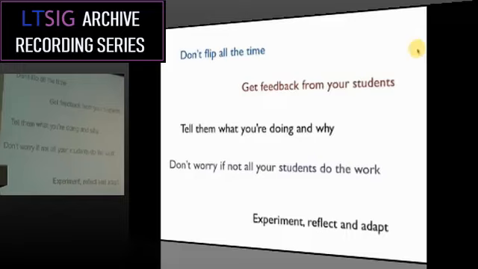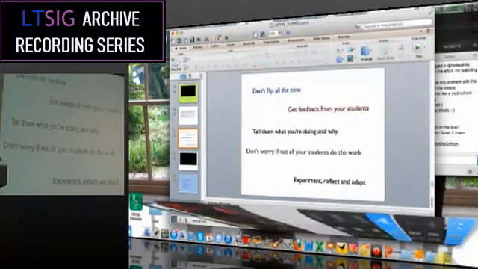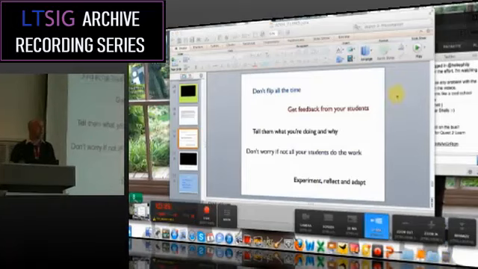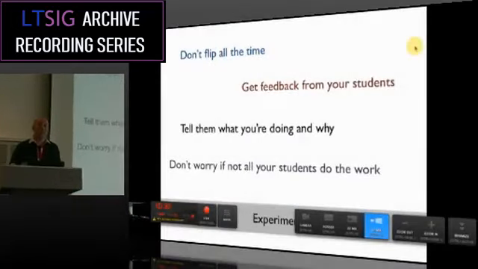Don't worry if not all your students do the work. What I showed you with Edmodo is you can see whether the students have done it or not. So when you come to plan the class, you can see, okay, 5 or 6 of them haven't done it, or half of them haven't, or a third of them. You then adjust your planning accordingly. Set up activities that allow them to catch up, if you like.